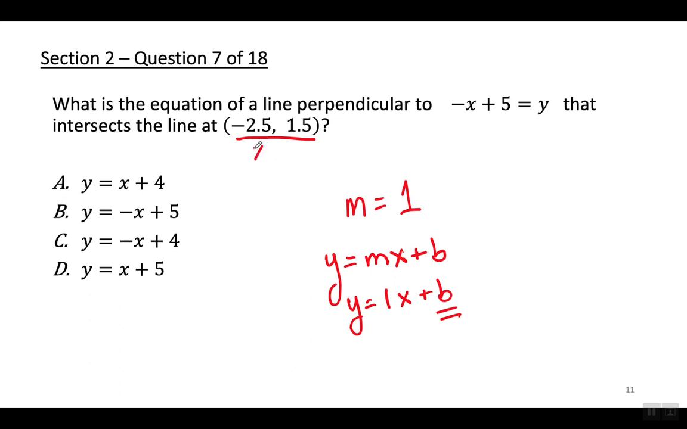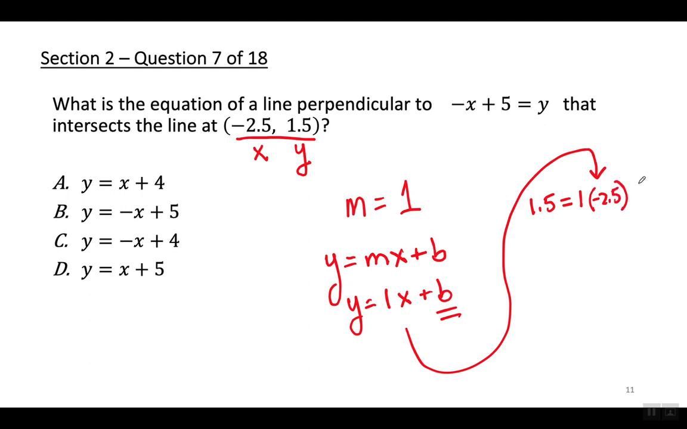To find the y-intercept, I'm going to substitute this point for x and y in the equation. Let me go over here because I'm running out of space. For y, I'm going to substitute 1.5, and for x, I'm going to substitute -2.5, and this will allow me to solve for b. So when I multiply, I'm going to get 1.5 equals -2.5 plus b. Now to solve for b, I'm going to move -2.5 to the left by adding it to both sides. This is going to give me 4. So b equals 4.